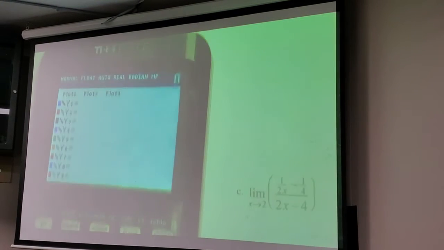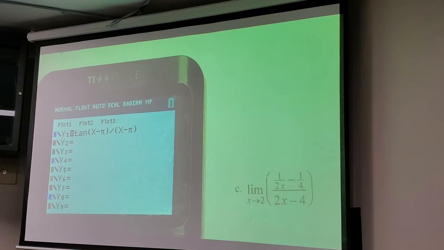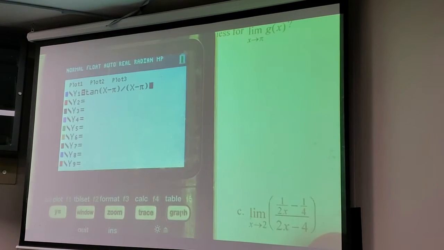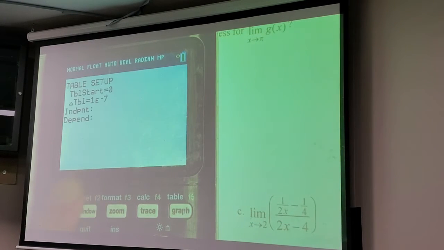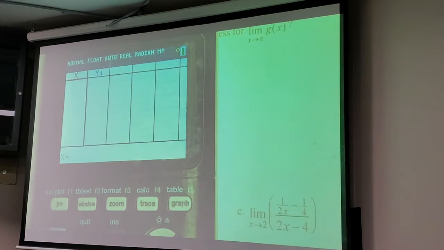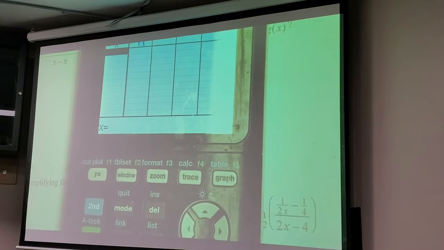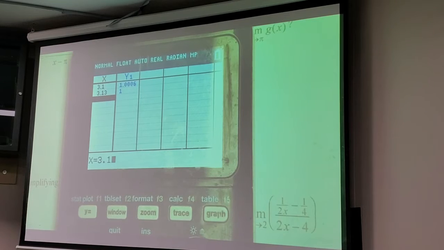Then I put in here tangent of x minus pi, divided by x minus pi. You don't have to have done it this way, by the way. I just want to show you something kind of nifty. Do you guys know about the table? Under table set, do you see where it says ask? Now when I go to table, it's blank. And then I could just put in whatever I want, 3.1. Bam. So I can basically make this table in my calculator.